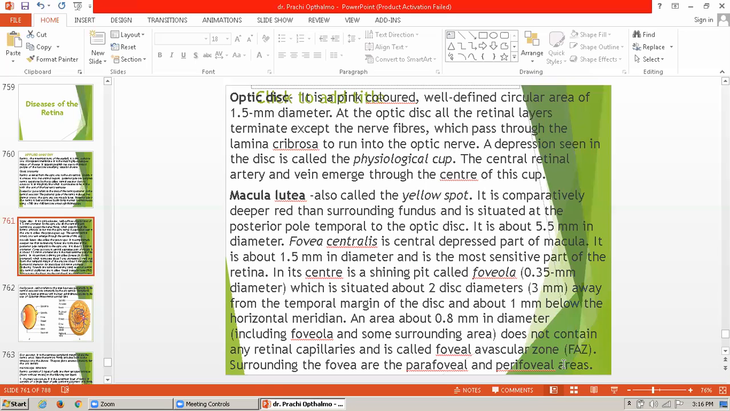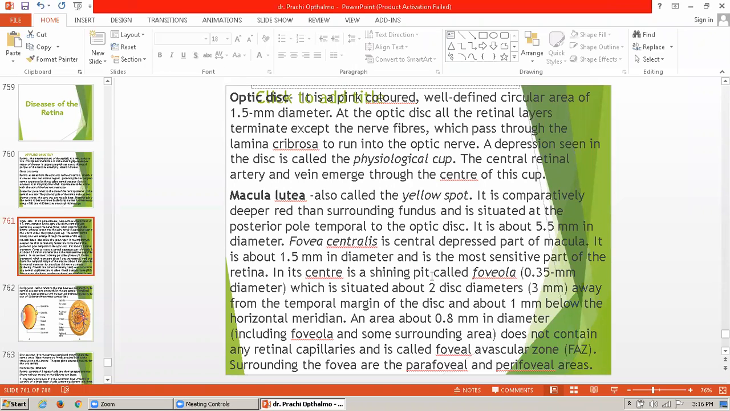There is a fovea centralis, which is the central depressed part of the macula, like the depressed part at the center of the optic disc, which is a physiological cup. Like that, the macula lutea has a central depressed part, the fovea centralis, which is about 1.5 mm in diameter. So it is the most sensitive part of the retina.